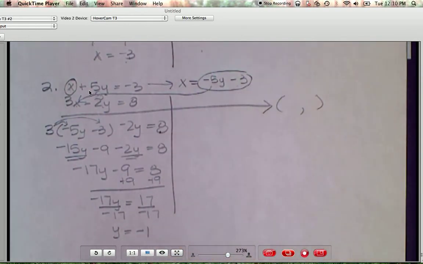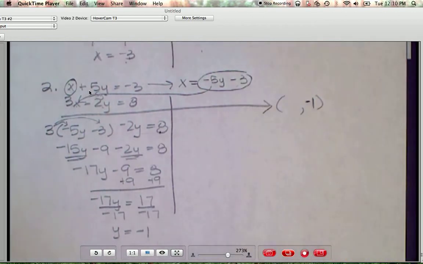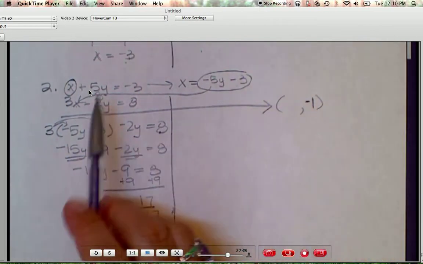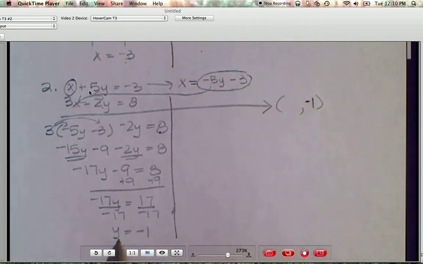Now that is only half the answer. That's our y value, which is negative 1. Put that in here for your y. We need to find our x still. So on the right side of the table, we're finding the other. Notice in the previous problem we found x first, and then on the right side we found y. Here we're finding y first. It just depends on the equation.